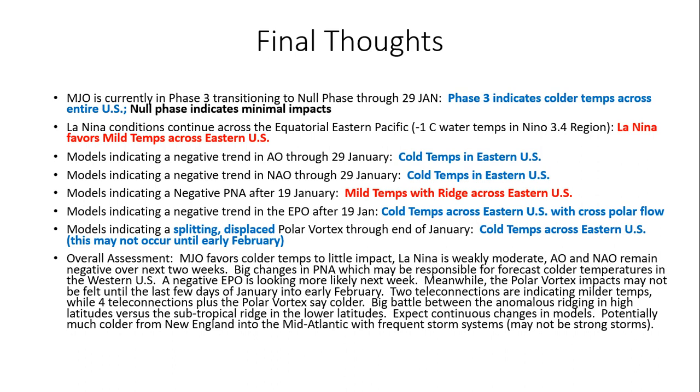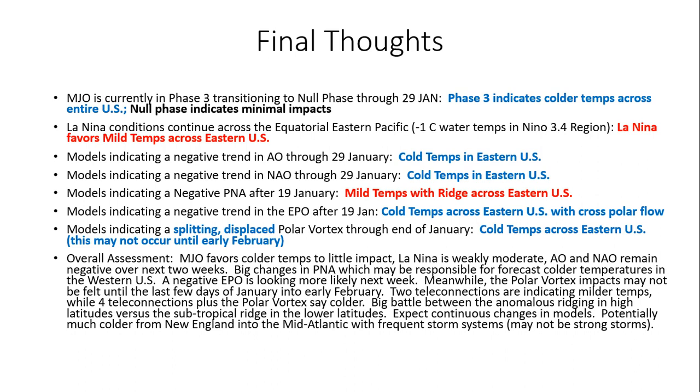Right now, it appears that due to such anomalous ridging over the top at the high latitudes, it seems to be squashing or pushing the Arctic colder air south and squashing the southeast ridge a little bit. So that is another thing I'm really curious how it turns out.